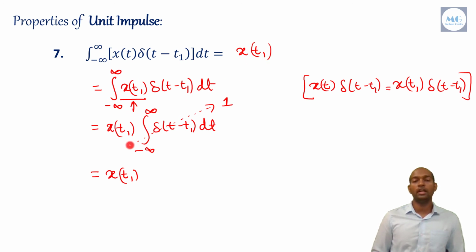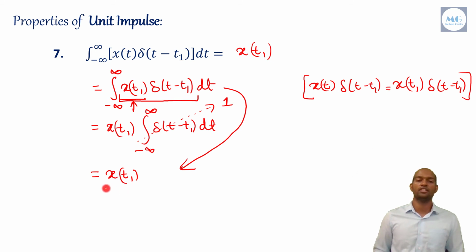You can also solve it by another concept, that is our fourth property. As we know, the area of any weighted impulse is the weight of that impulse. In this case, the whole function x t1 into del t minus t1 is a weighted impulse function, and the weight of this impulse is x t1. So we can directly write from this step to this step that the area of any weighted impulse is the weight of that impulse, which is x t1.